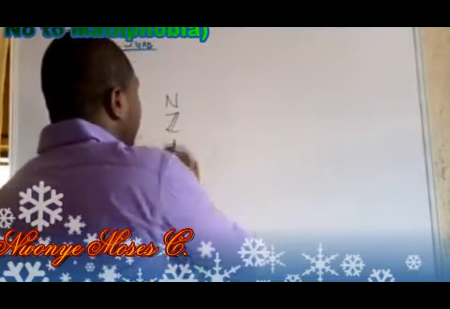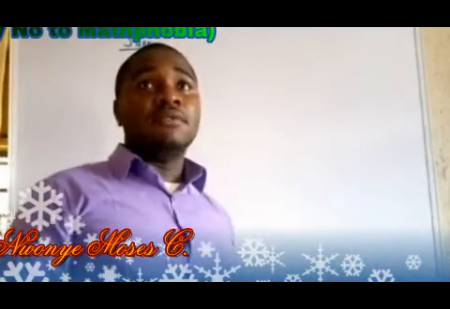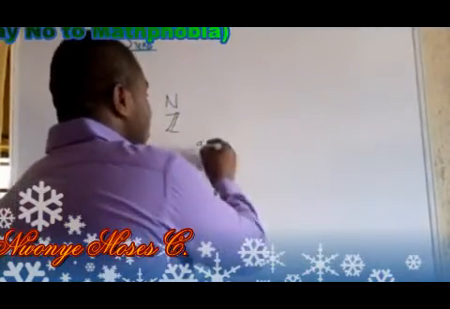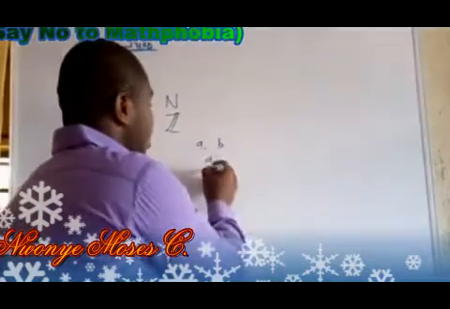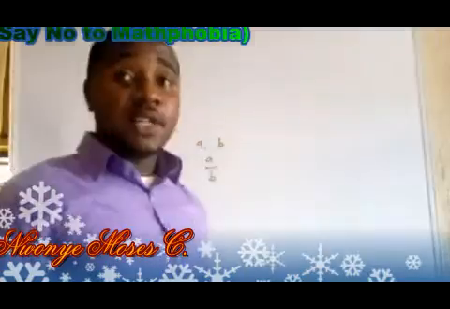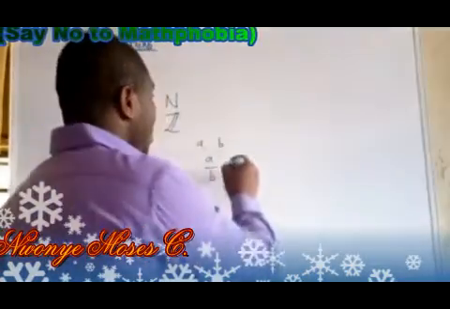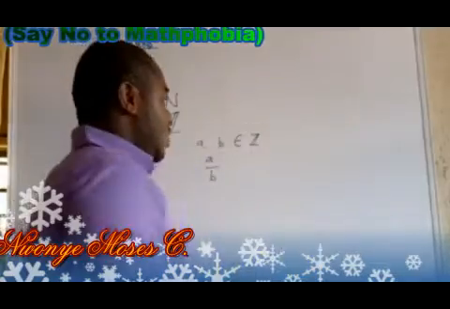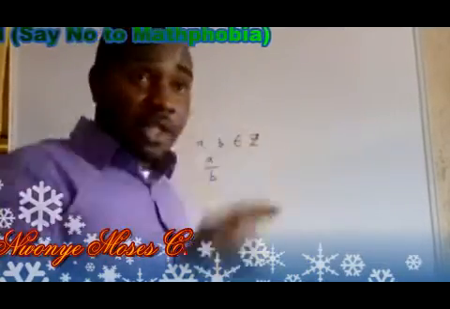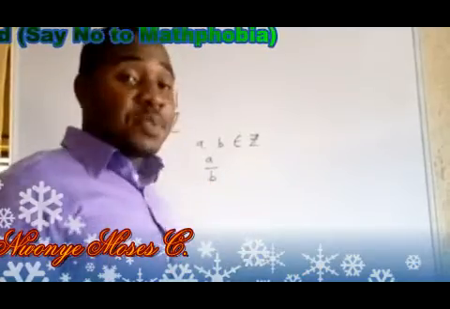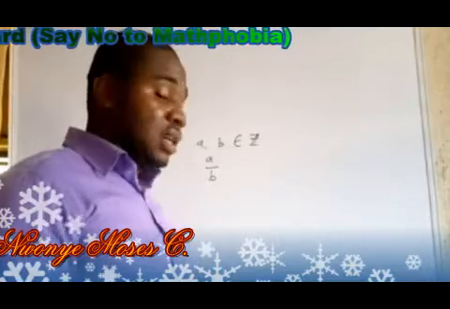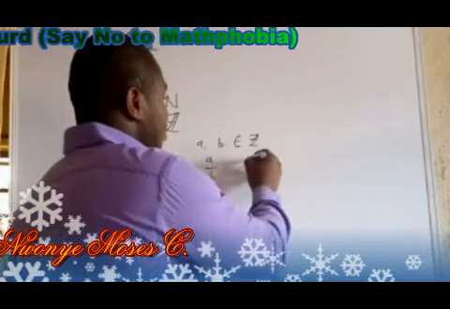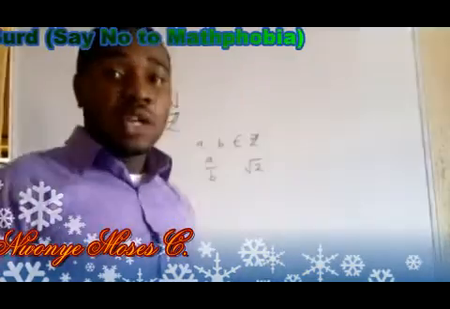Rational numbers. Numbers that can be expressed as a fraction of two integers. What do I mean? If a is an integer and also b is an integer, if you can express that number in this form, a over b, then we say that number is what? Rational. That means they belong to this set. They are rational. But if you can't express a number in this form, then that number is irrational. Now, numbers like root 2, they are irrational.